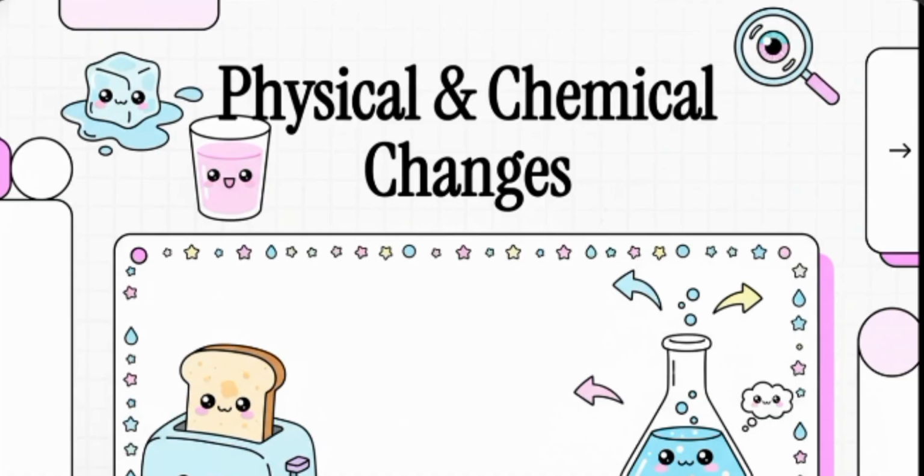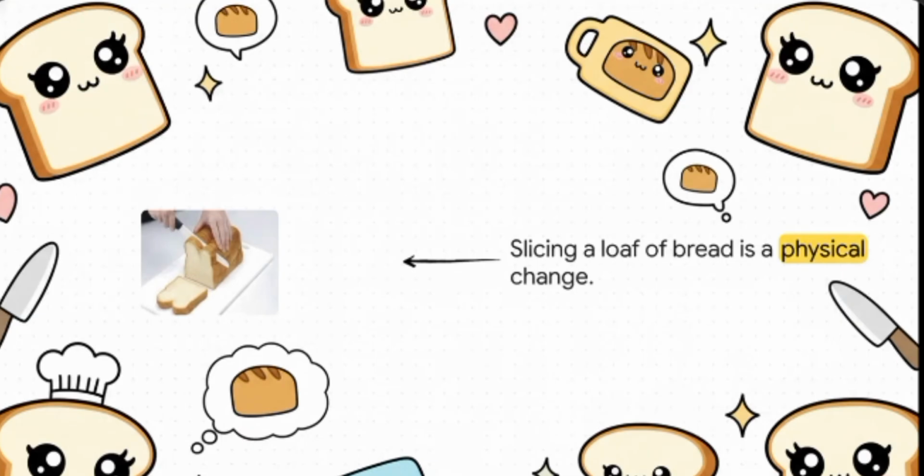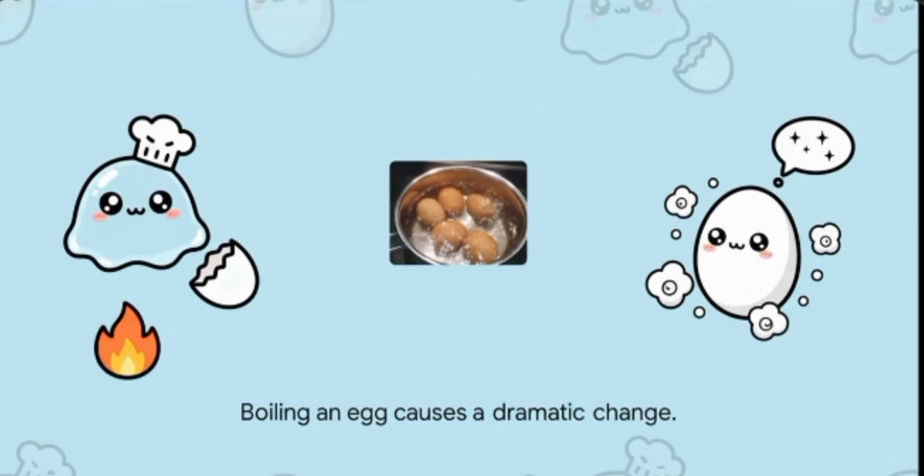Let's kick things off with a few examples you'll definitely recognize. First up, something super simple: slicing a loaf of bread. Sure, the shape and the size of the slices are different from the whole loaf, but is the bread itself any different? Nope, it's still bread. Tuck that thought away for a second.